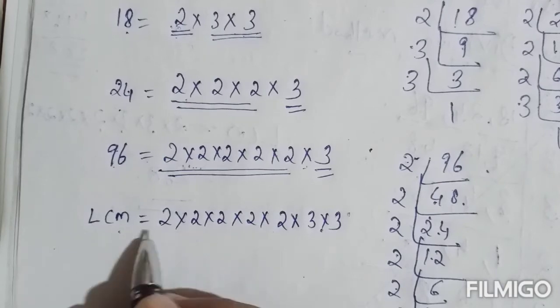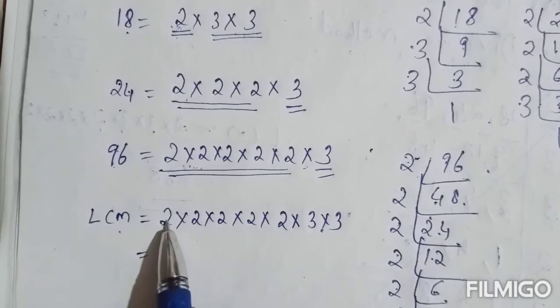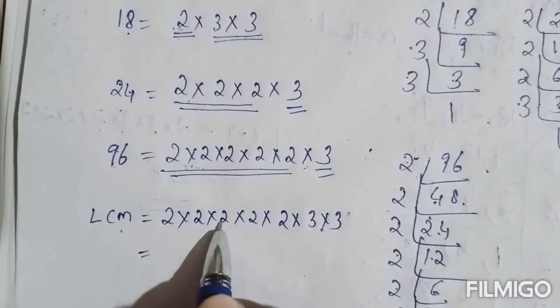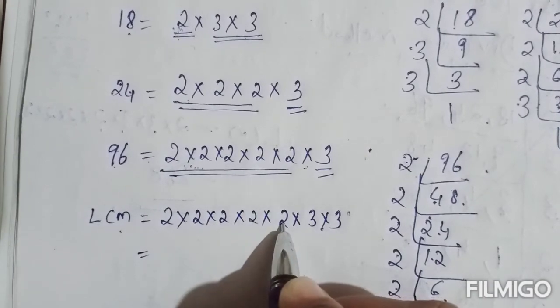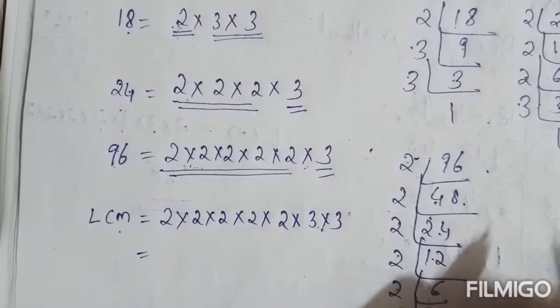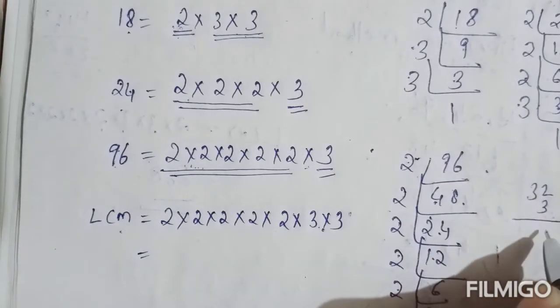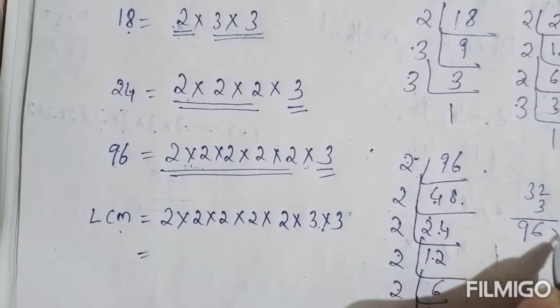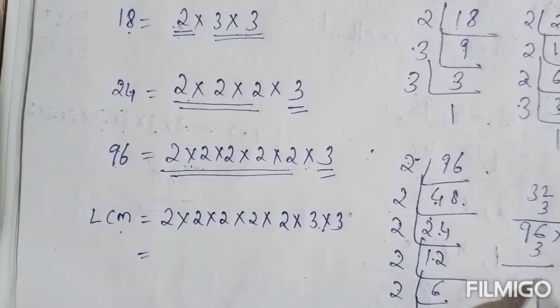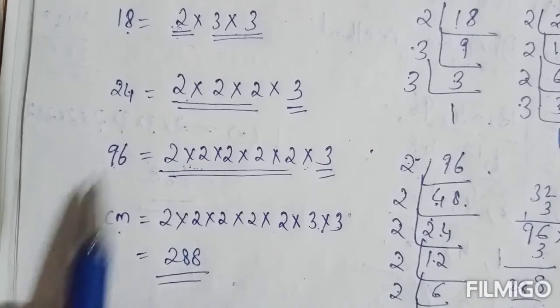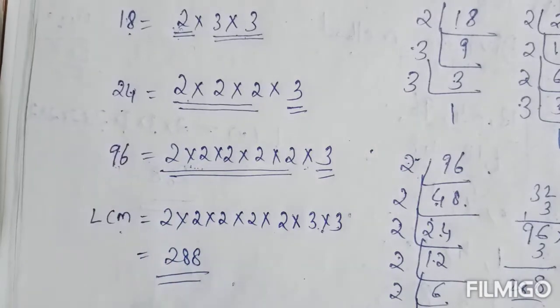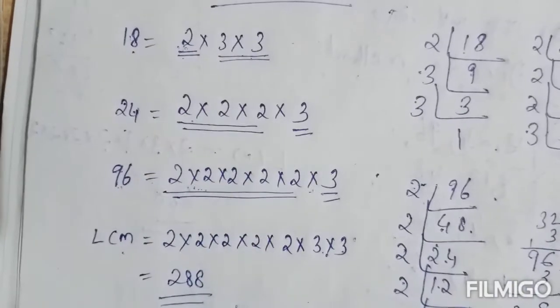Now you can find the LCM by finding the product of this. 2 into 2, 4. 4 into 2, 8. 8 into 2, 16. 16 into 2, 32. 32 into 3, it is 96. 96 into, again one more 3 is there. You will get 288. So 288 will be the LCM of 18, 24 and 96. And this method is called the prime factor method.